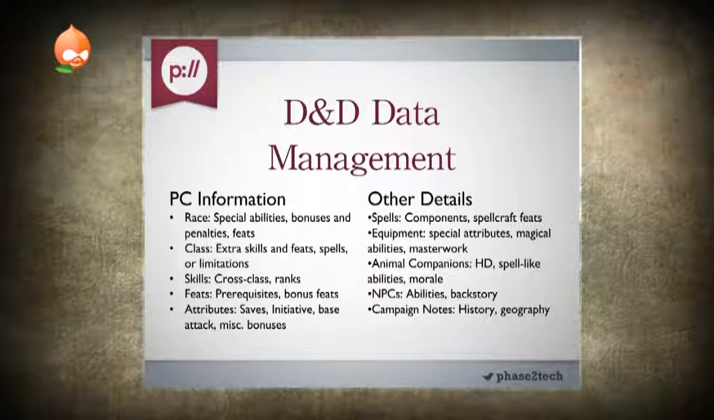Skills, that might be a class skill or a cross-class skill. You have to pay attention to how many ranks a character buys with it, and so on. Feats and attributes, ability scores, saving throws. How do you keep track of all of that? I mean, in the context of Drupal with standard fields, sometimes it just doesn't seem to go along with it.